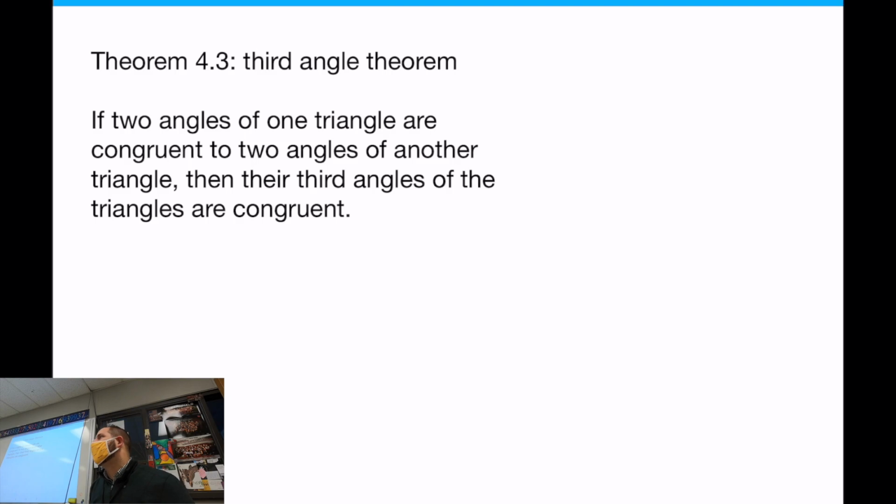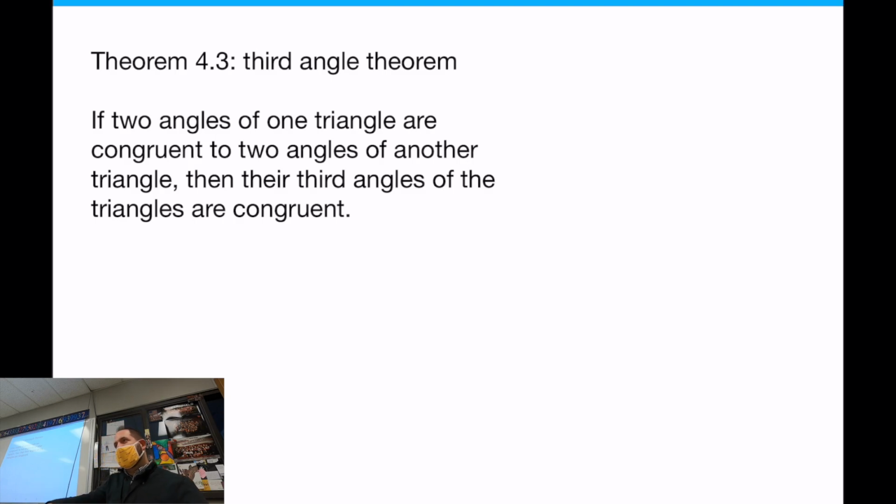The third angle theorem. This is our new theorem. It's theorem 4.3. We've had 2 theorems up to this point. Remember, the first theorem was the angles of a triangle sum to 180. They add to be 180. The second theorem we had was the remote interior theorem. The exterior angle equals the 2 on the inside added together, but don't touch it. This is the third theorem.